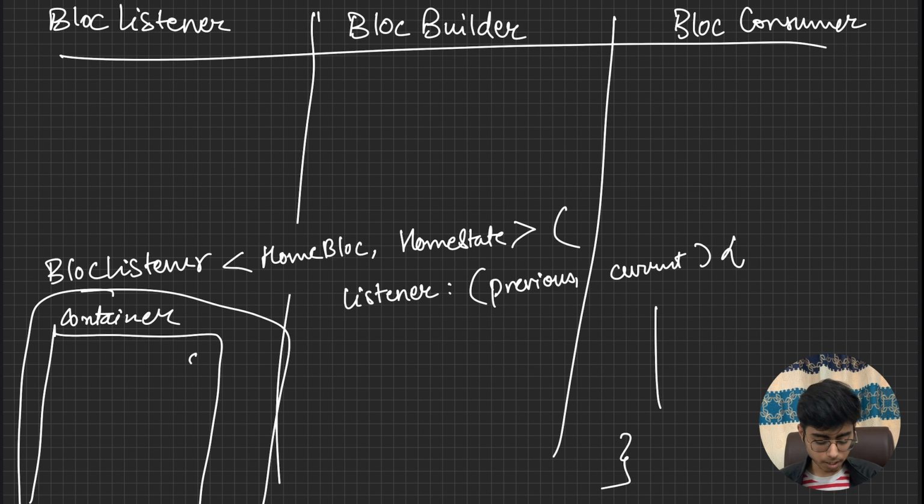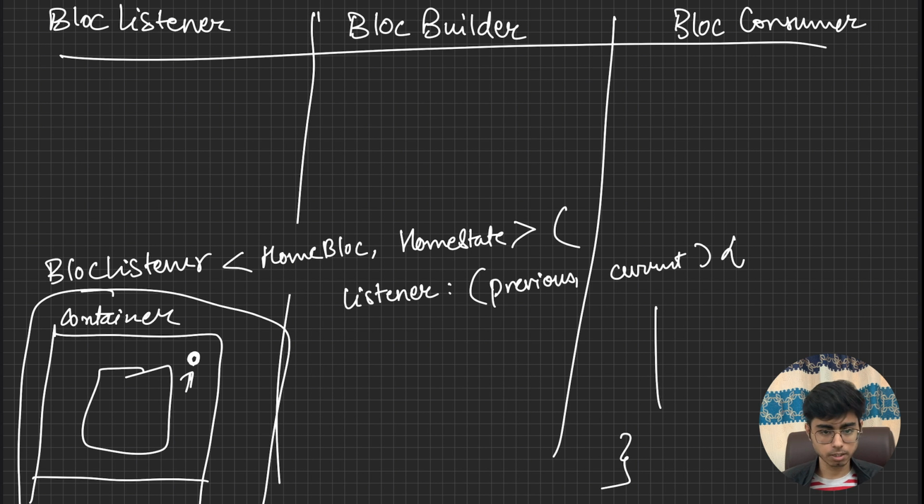So let me give you one example. Let's say there is some button over here. When you click on this button, you want a snack bar to appear. You know that ScaffoldMessenger.of(context).showSnackBar is there. You want that snack bar, or you want an alert box, to appear on your screen. So here you're not building something. You're just running a function, because you know that these are just functions.